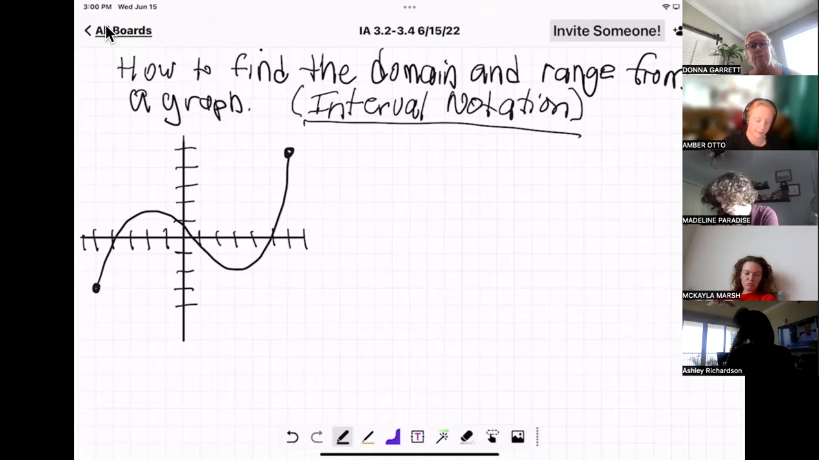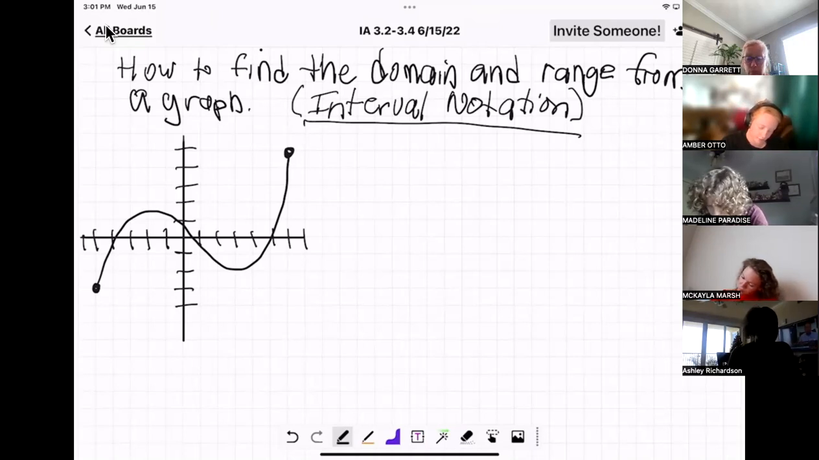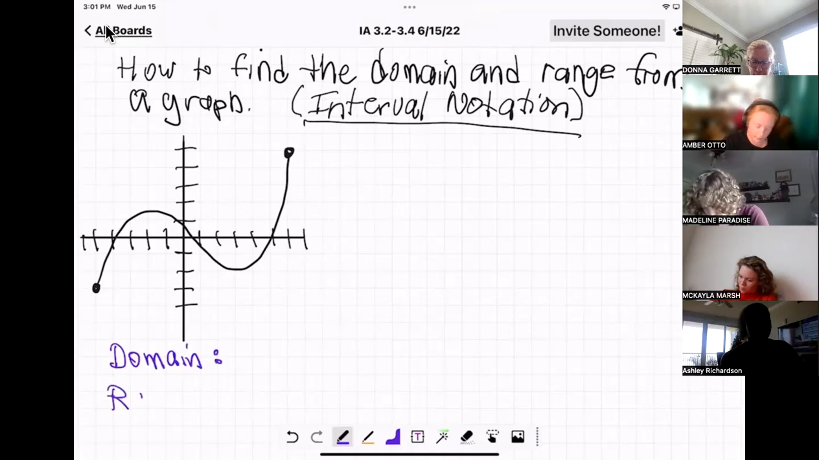Okay, that didn't come out too bad. Do your little picture as close as you can get. The most important thing is where it ends. The ends are what's important for this graph. And then write domain and range under it.